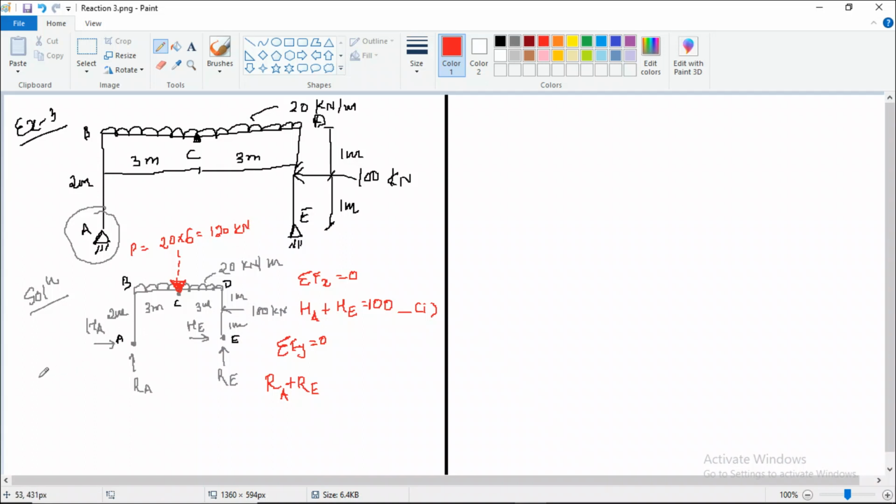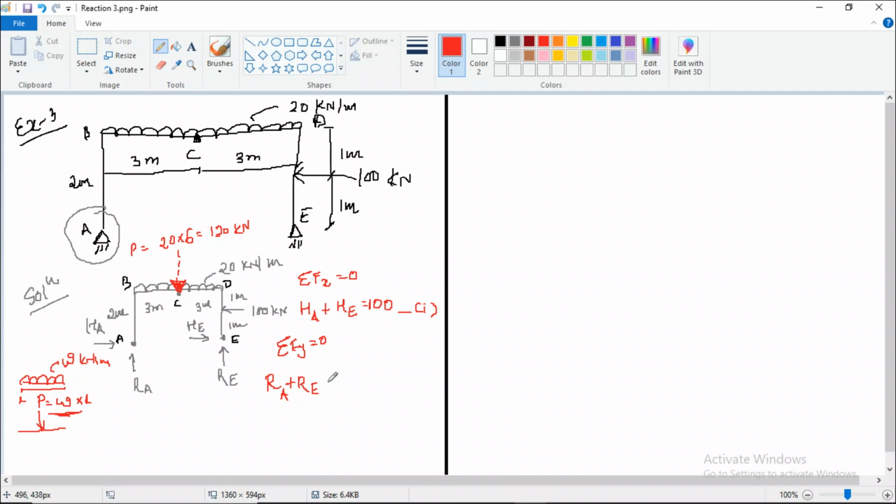So whenever you want to convert a UDL, let us say this UDL is given to you, small w kilonewton per meter, and if you want to replace your UDL with a point load, so that point load will be, let us say the length is L, so that intensity will be W into L. You need to remember this very carefully.